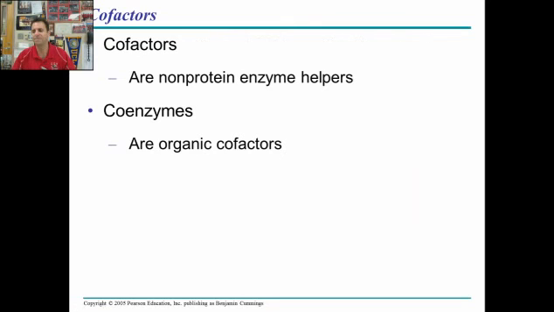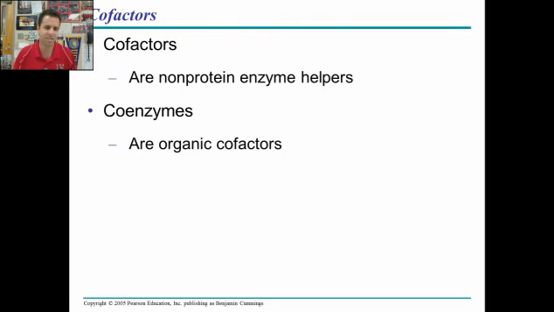Now, enzymes need some help sometimes. That comes in the form of cofactors and coenzymes. Cofactors are non-protein helpers. Things like metallic ions, for example, magnesium could be a cofactor. When bound, when part of the enzyme, it helps the enzyme maintain its shape or its specific form that enhances its functionality. Coenzymes, the same type of thing, but they're organic type cofactors, okay?